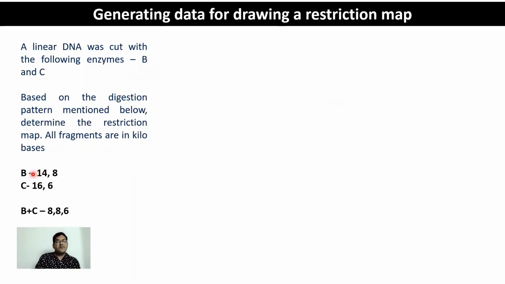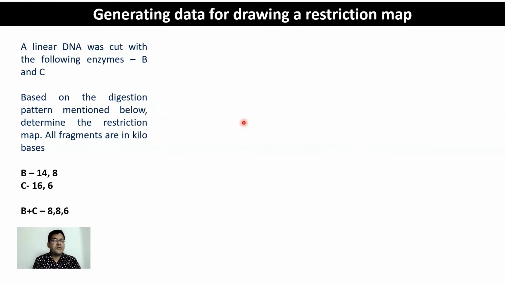So when you digest with B enzyme alone, you get 2 fragments of 14 kb and 8 kb. When you digest with C enzyme alone, you get 2 fragments of 16 and 6 kb. And then when you digest with B plus C together, then in that case, you get 3 fragments of 8, 8, and 6. So this question represents a typical restriction mapping problem where the observed banding patterns are given to you, and based on that, you're supposed to draw a restriction map that fits in these patterns obtained on restriction digestion. So the question now is, how do you actually get this data for restriction mapping problem?